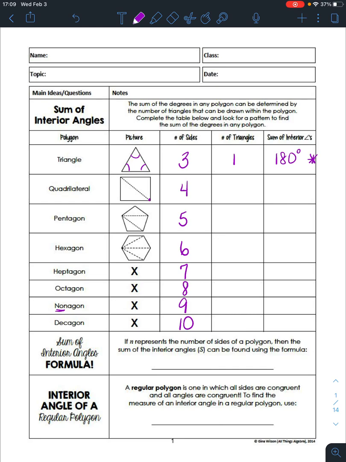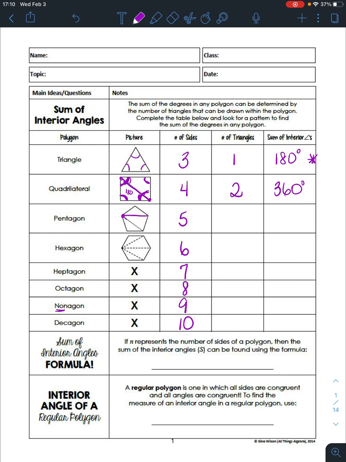So in a quadrilateral, if you were to draw in this diagonal, a diagonal goes from corner to corner. Well, what I know is that those 3 angles add up to 180, and these 3 angles add up to 180. Well, those 6 angles all together make up the 4 angles of the quadrilateral. So there are 2 triangles in that quadrilateral, and what we find out is that those add up to 360 degrees.